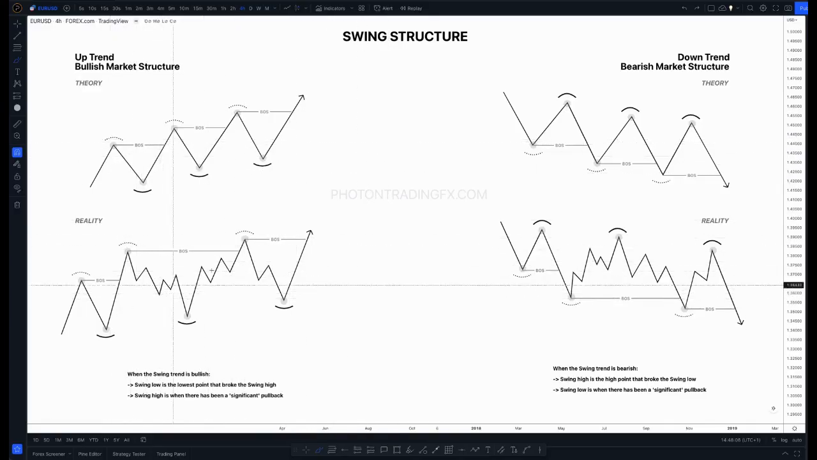Obviously, in reality, we can get a lot more complex price action, where you see a lot of highs and lows being broken. The whole idea is, how can we figure out where the true swing range is, the swing high and the swing low that we want to work within?